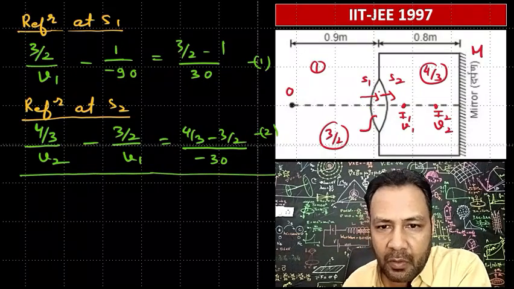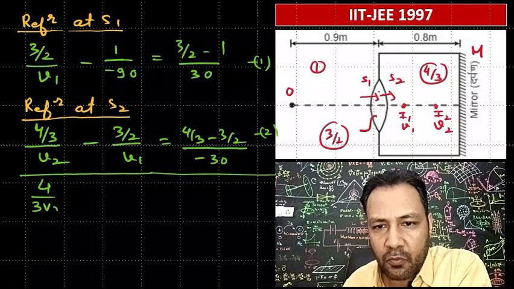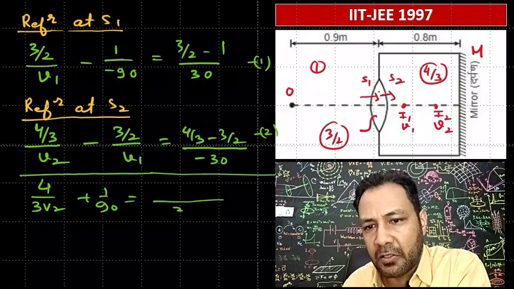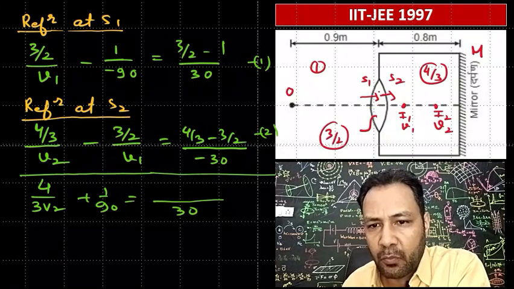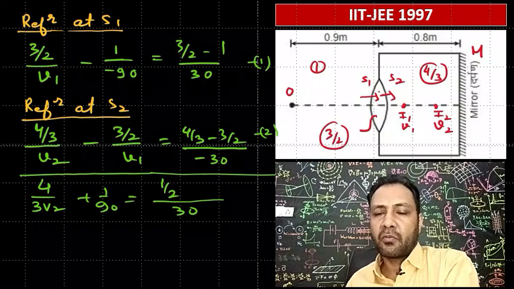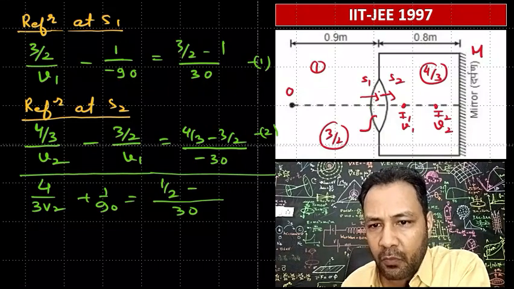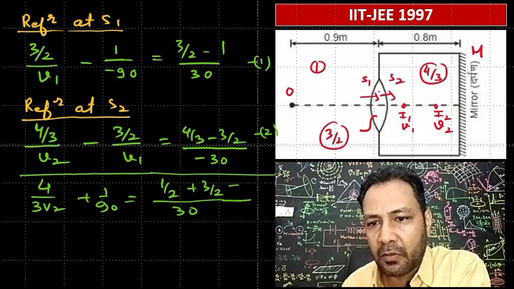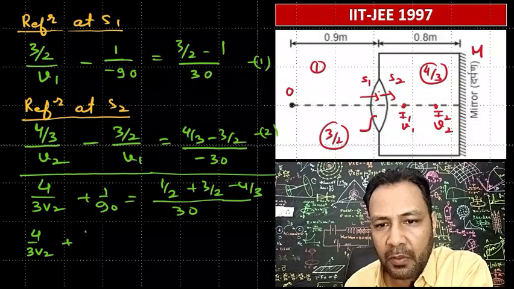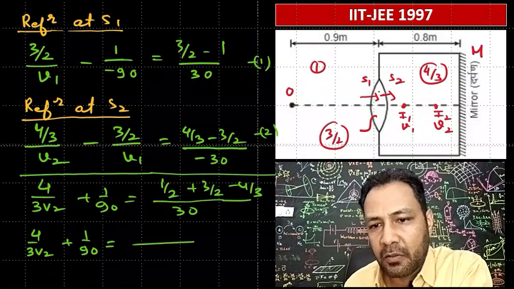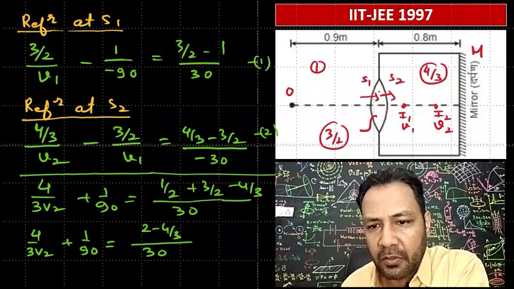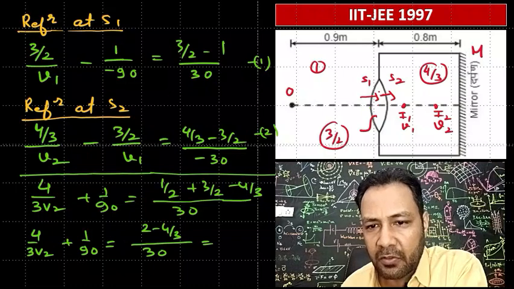So we will get 4 by 3 V2 plus 1 by 90, and here I can take 30 LCM. From equation 1, 3 by 2 minus 1 is 1 by 2, and just because there is a minus in the denominator of equation 2, I will just invert that. So that will be 3 by 2 and minus 4 by 3. So this is 4 by 3 V2 plus 1 by 90, and this is 30. 1 by 2 plus 3 by 2 is 2. 2 minus 4 by 3, that is 6 minus 4 by 3, that is 2 by 3.